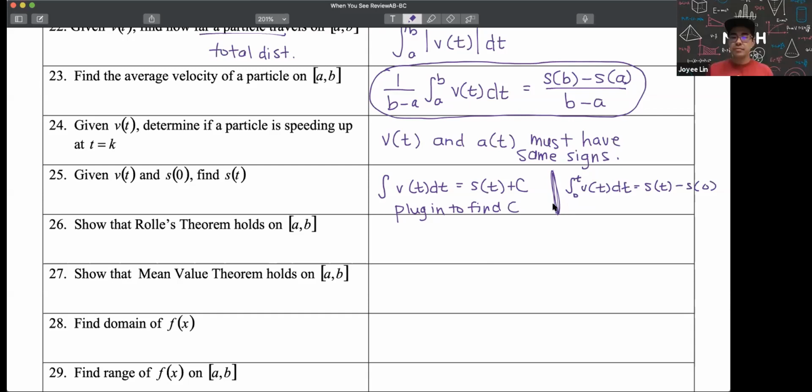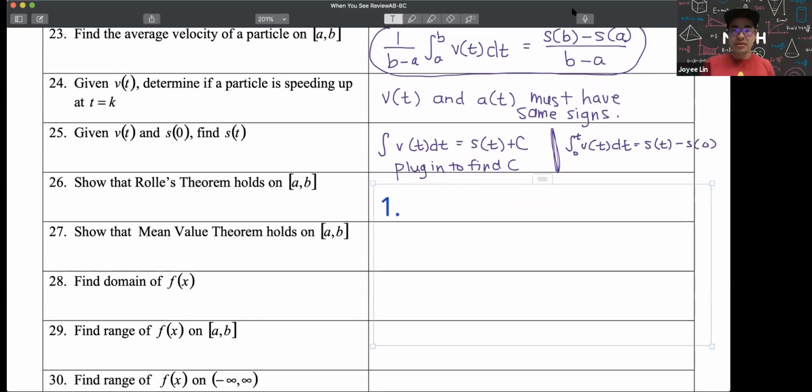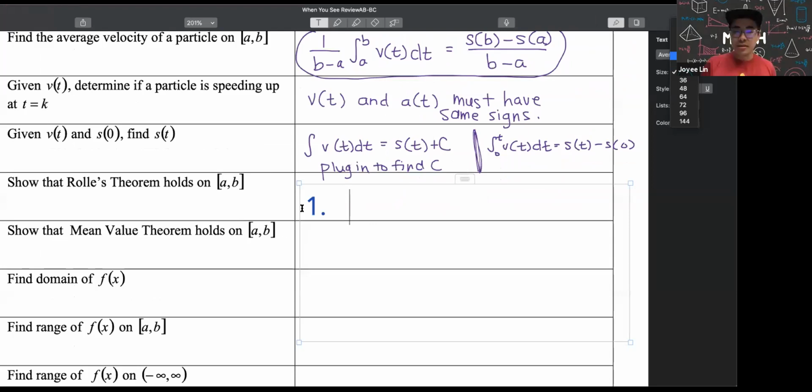Everybody's favorite. How do we show that Rolle's theorem holds? How do we show that mean value theorem holds? Small. Rolle's is not IVT. IVT is IVT.